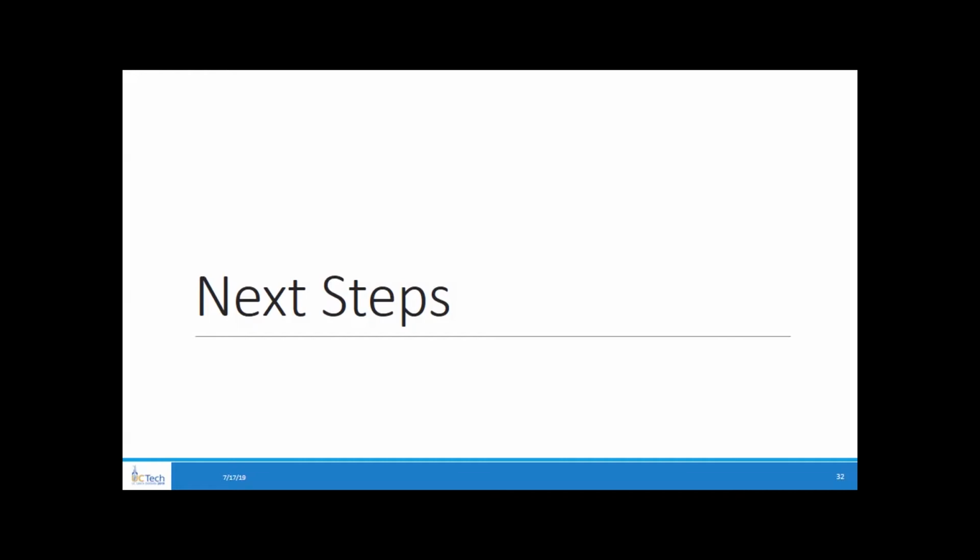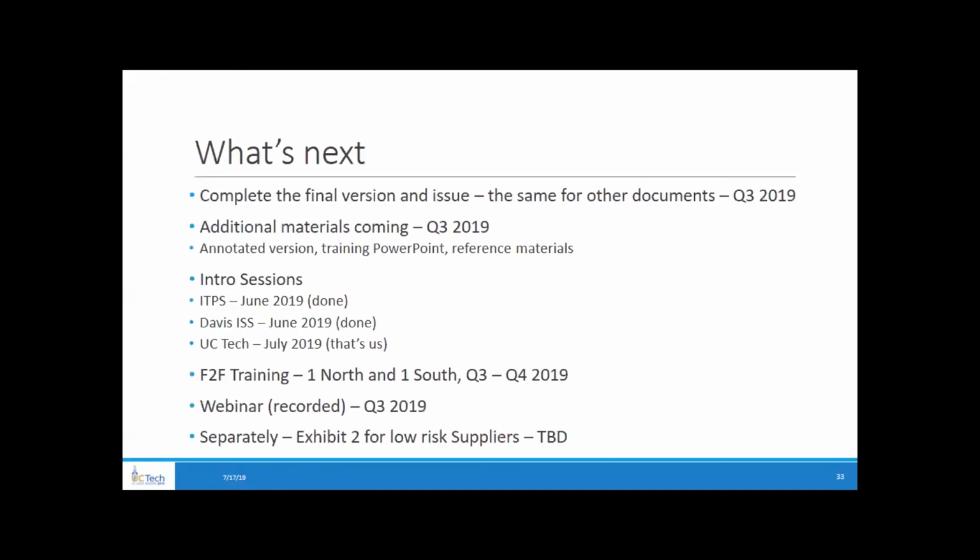Back to me for the home stretch. All right. So what's next? We're going to complete the final version and issue it, as Tom and I mentioned. The final version was approved last night. So we now have to do the annotated version, and we've got to do the training materials, but that whole machine is being revved up. So in Q3, we'll have some other materials, the annotated training and reference material.